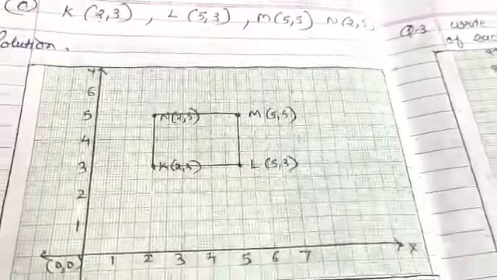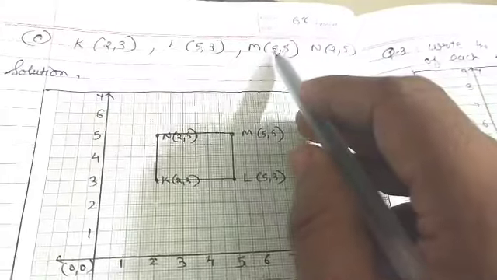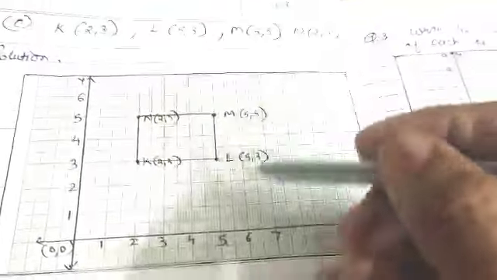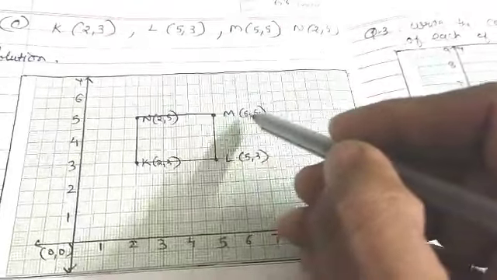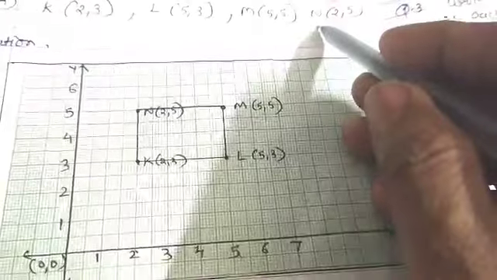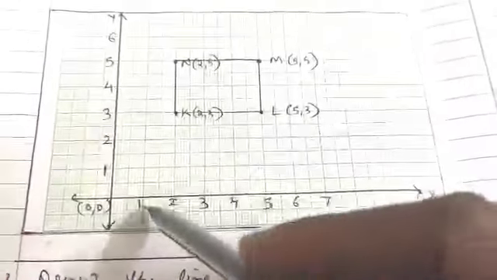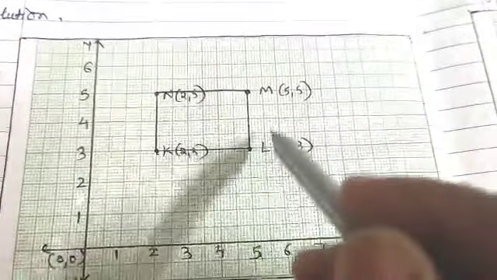So write down L equals (5, 3) and M equals (5, 5). That is x coordinate is 5 and y coordinate is also 5. Both points will meet over here. Write down M (5, 5). Next one is N equals (2, 5). That is x coordinate is 2 and y coordinate is 5. So (2, 5) will meet over here. Write down N equals (2, 5) and join all the points.